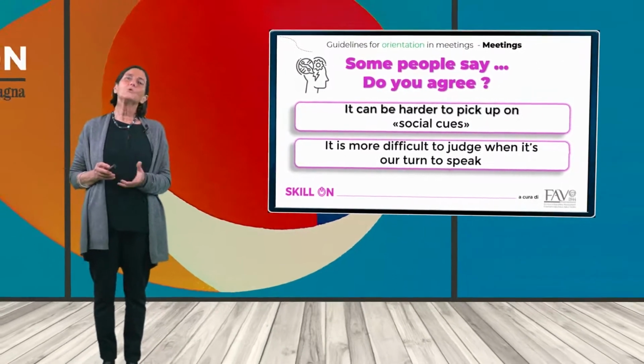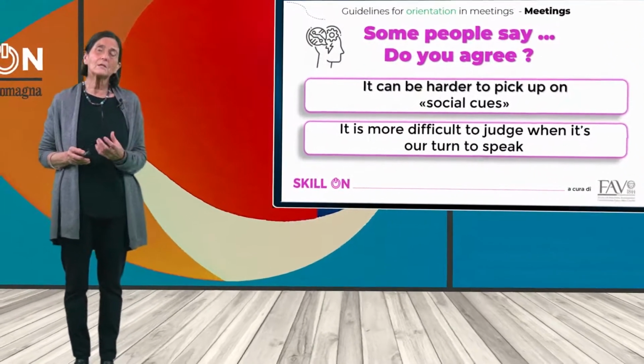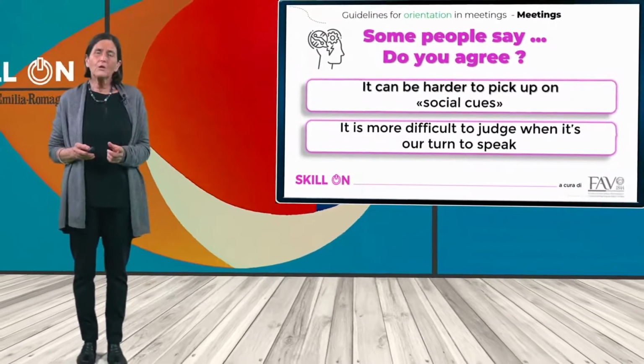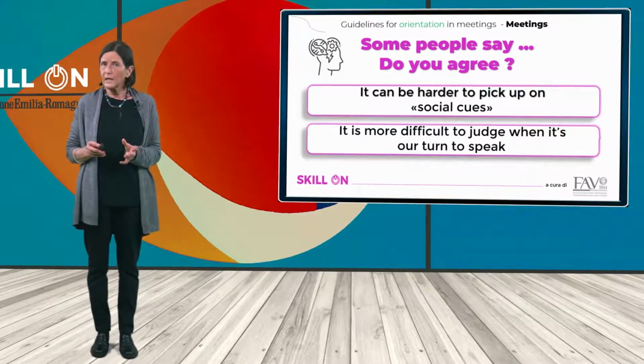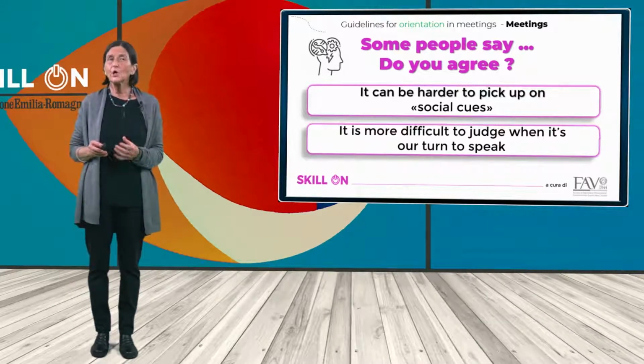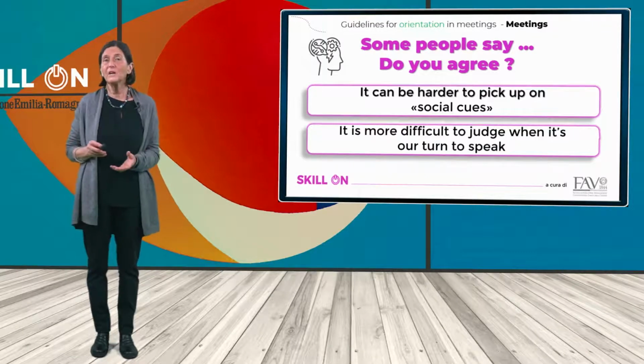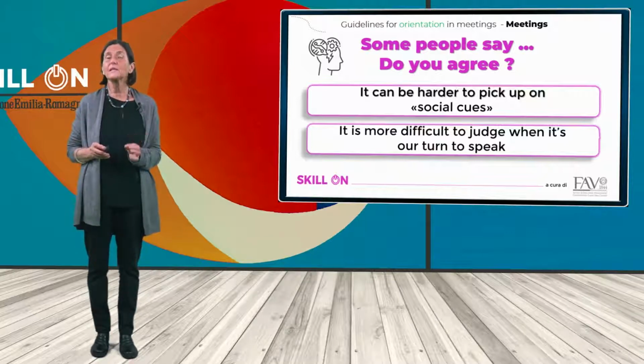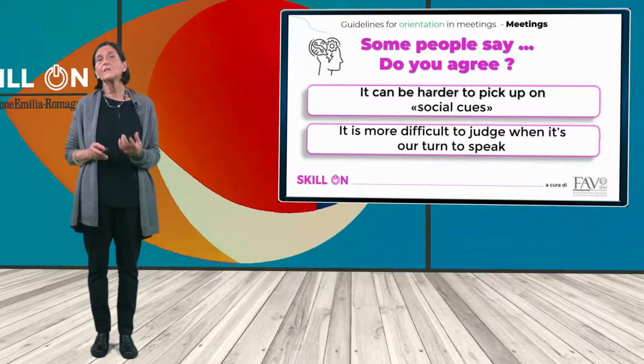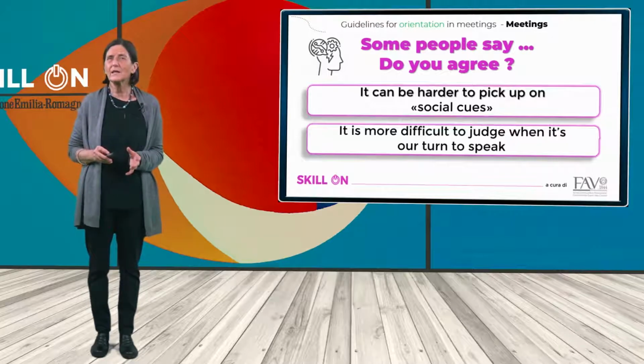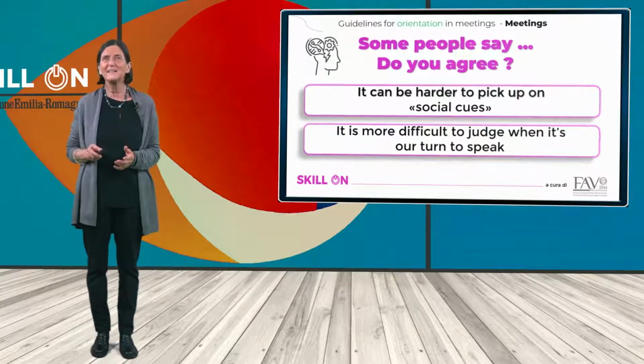Second point, it's more difficult to judge when it's our turn to speak, because again the body language is not so clear. So you need a very good person who's managing the meeting, who makes sure that everybody is invited to speak and who's looking out for cues, either in the chat if somebody said I'd like to make a point, or people can raise their hand to indicate that they'd like to speak, because it's not so clear. But as we know, it's very important that people are able to express their opinions.